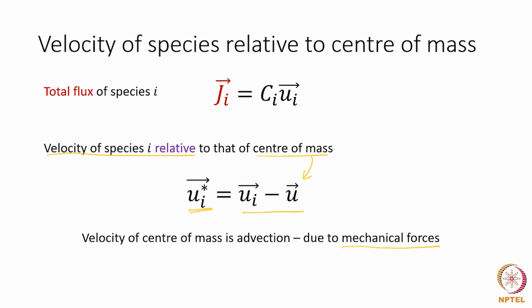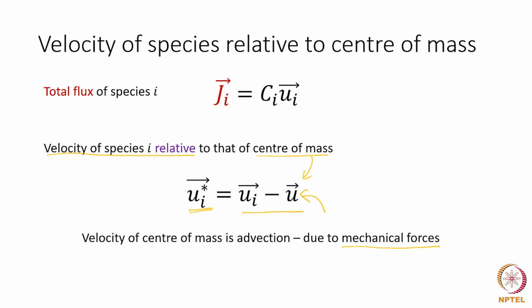Velocity of center of mass is basically advection, and this is due to the mechanical forces that are acting at a system scale. We have already seen that in fluid flow it is a deviatoric stress that leads to the flow, and pressure gradients, gravitational body force, etc., all lead to the velocity. So it's at that scale that this quantity is actually being influenced.